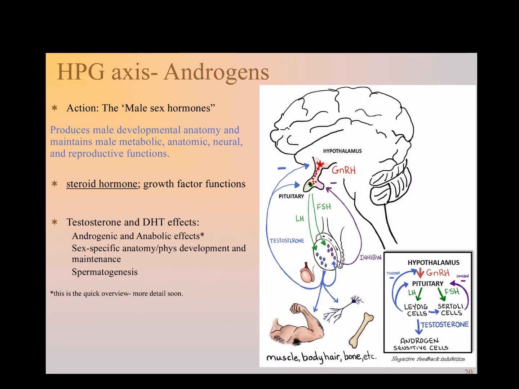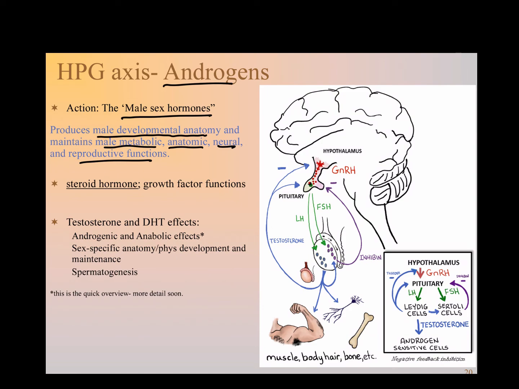Here when we talk about the androgens, we're talking about the male sex hormones, is basically what we're considering them. And what these guys are doing is they're producing developmental anatomy. So in fetal development, those will be giving us male structures and connectivity within the brain as well as the genitalia, and maintain male metabolic functions, which we're going to see are somewhat different than the general female metabolic levels and functions, as well as maintaining and developing male anatomy and neural and reproductive functions.